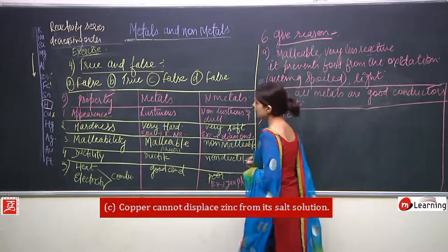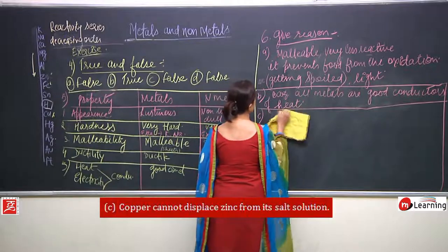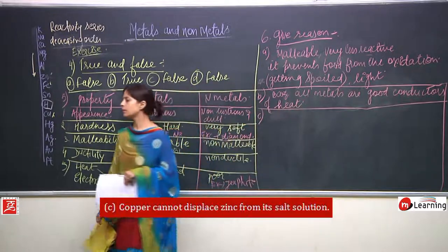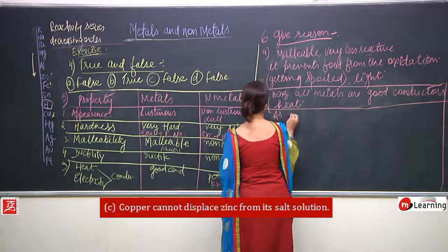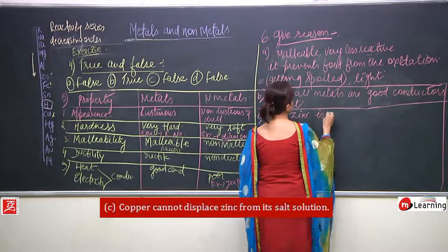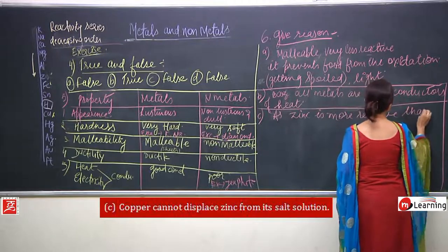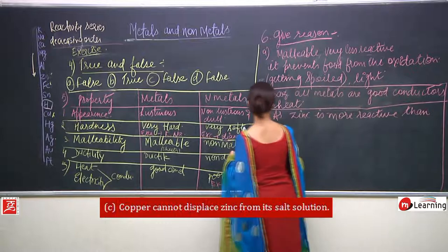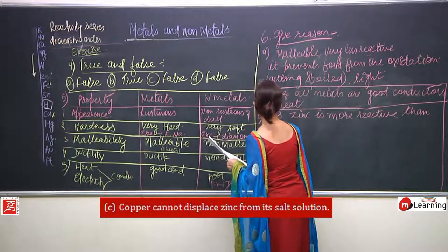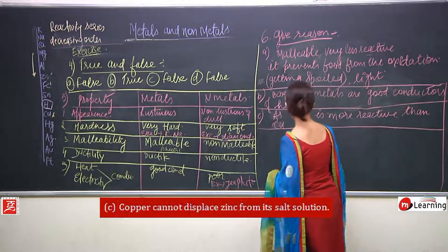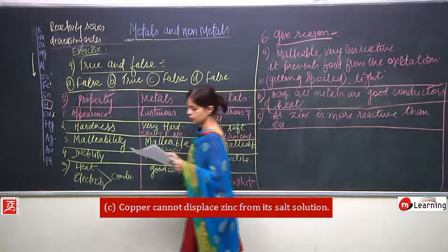Okay, I'll write the complete answer. See, what is a displacement reaction? A displacement reaction is a reaction in which a more reactive element replaces or displaces a less reactive element. But here, as zinc is more reactive than copper, so it cannot displace from the solution.